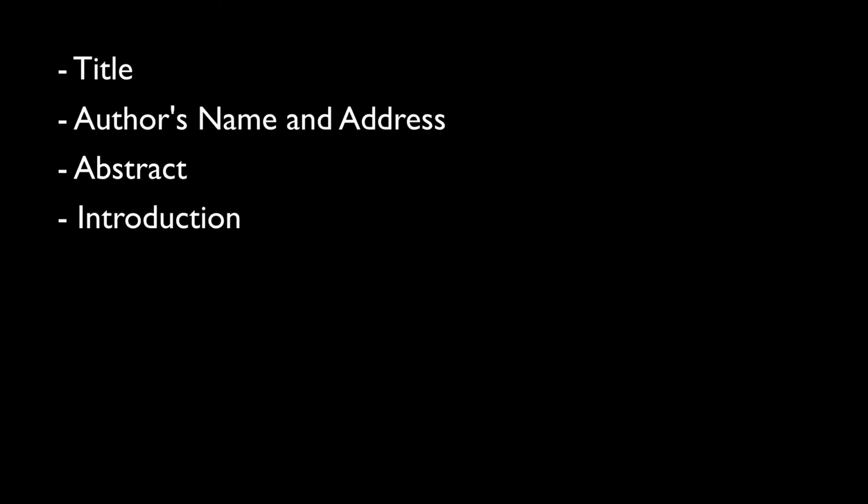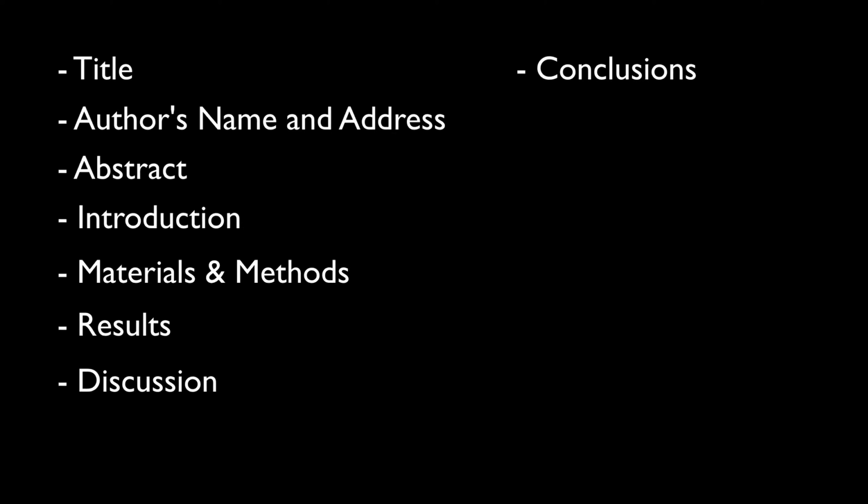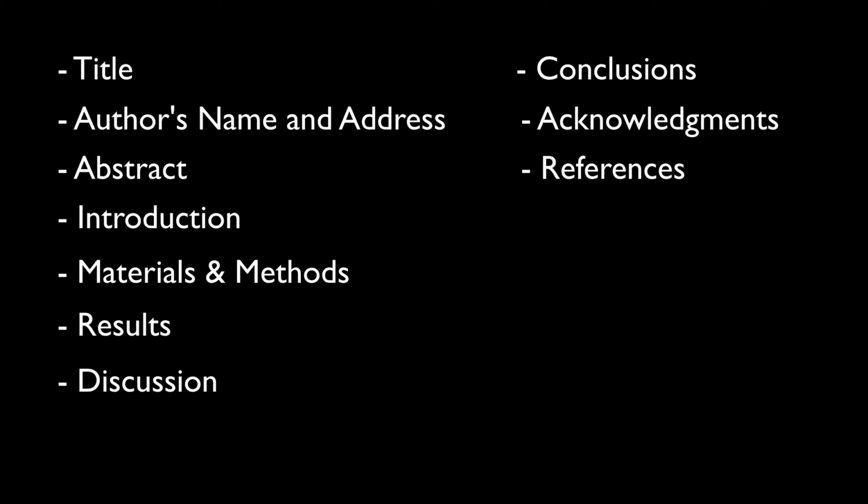You'll have a title, the author's name, and the address where you can be contacted by email. An abstract, the introduction to the paper, a section on methods and materials, how you went about your research, the results, what you found out, the discussion, conclusions, and then acknowledgments and references. There are variations on this format, such as combining results and discussion. More complicated and lengthy papers will also have numerous subdivisions, such as the one we will show you here.